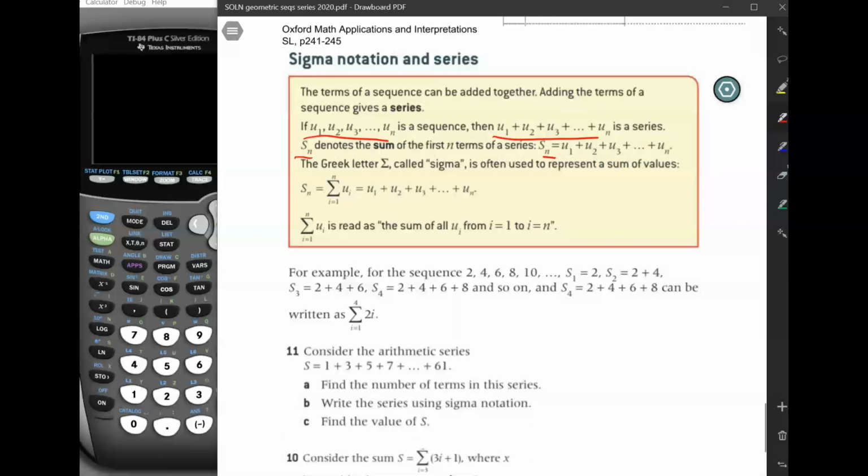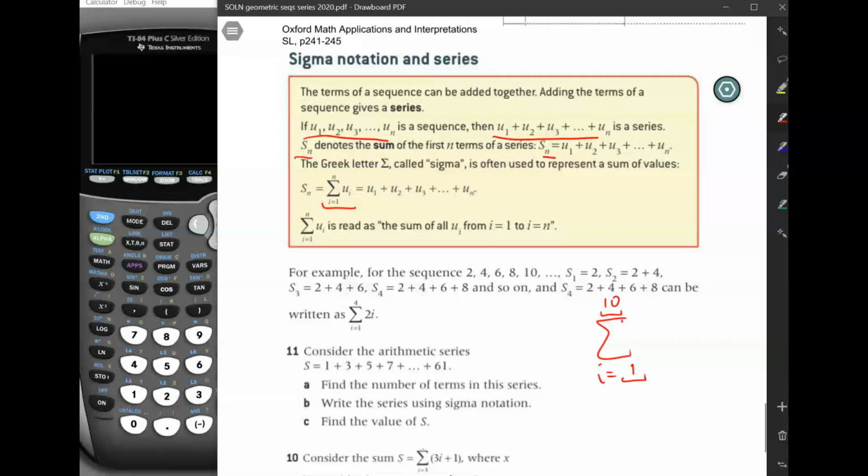The Greek letter sigma, which is the Greek S, so sum, sigma, is often used to represent a sum of values. So the notation is like this. Basically, what you do is you say big sigma, and then you put the index, which you're very familiar with after having done the arithmetic and geometric sequence and series units, and then you just put the first and the last number for that series here. So for example, if you're going to add the terms from the first term to the 10th term, you would write it like that.